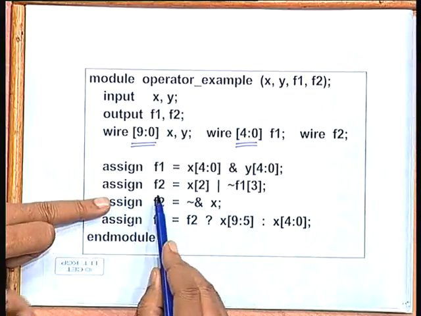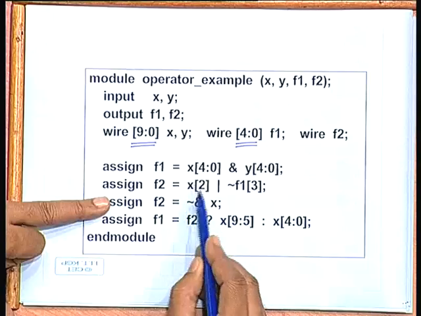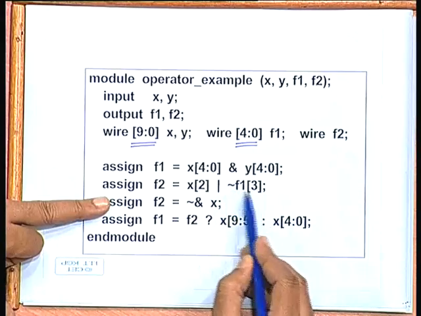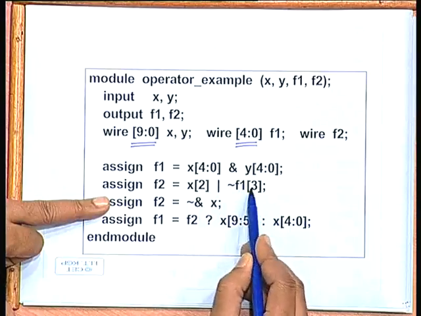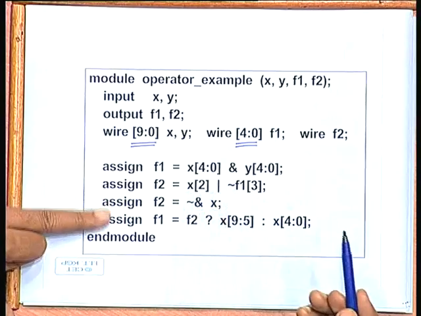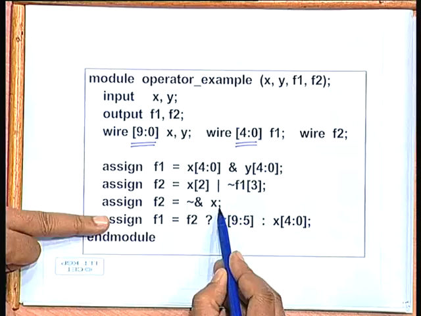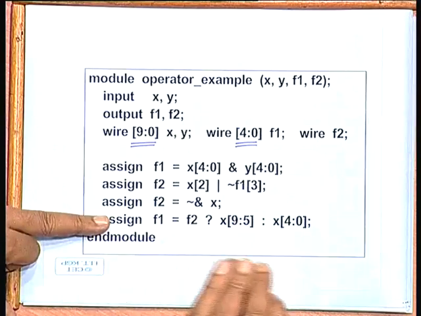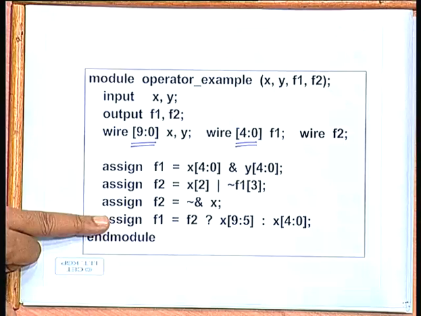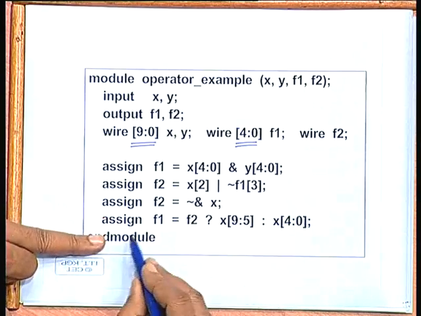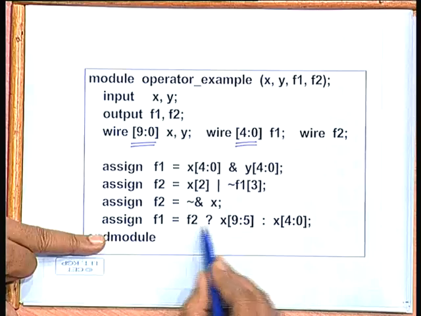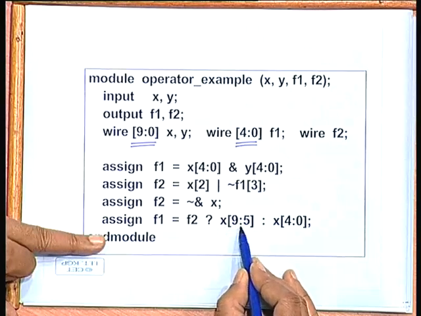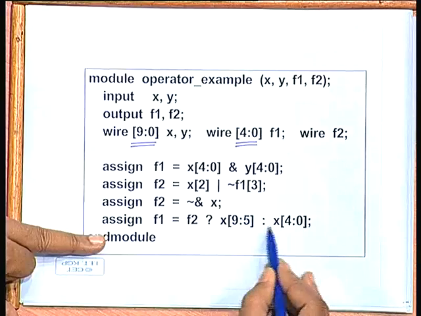Similarly, I can use this thing f2 equal to x2, a particular bit of this x, or not f13, a particular bit of this. So, I invert it and I take a OR. This is a reduction operation. X is a 10-bit vector, I take the NAND of that, bit by bit NAND, all bits I take a NAND operation. Okay. This is an if then else. If f2 is true, then you take these 5 bits, else you take these 5 bits, this way assigned to f1.